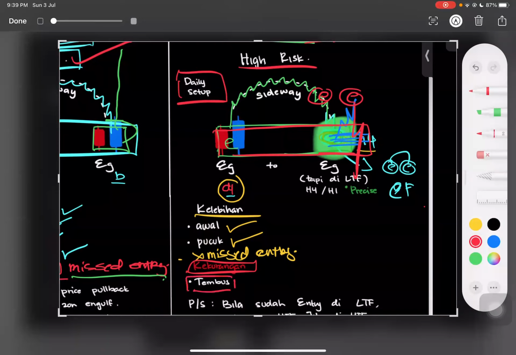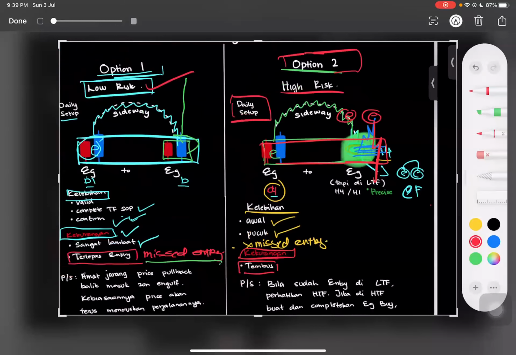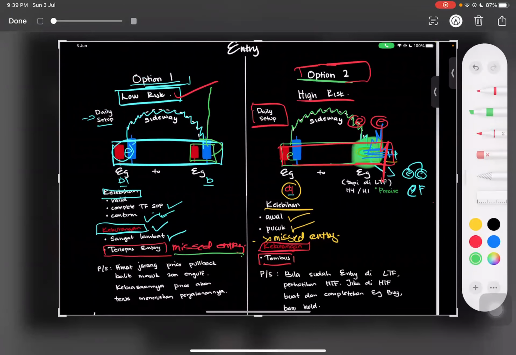Price can easily break your zone because of why? You know already, whenever you enter on the H4, daily is not yet complete with the confirmation. That's why we call this a high risk entry. You understand what I mean, right? Yes. So these are the 2 options, and you can choose either one you want to enter with. Either option 1 or option number 2 is up to you. But usually you're going to use option number 2.